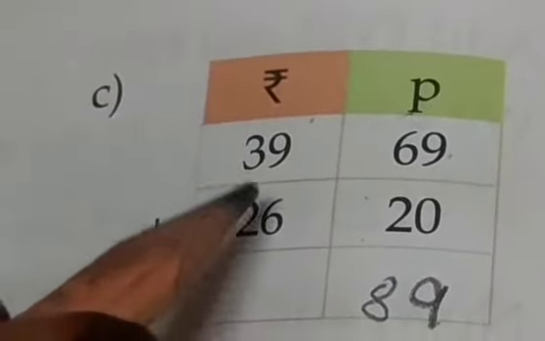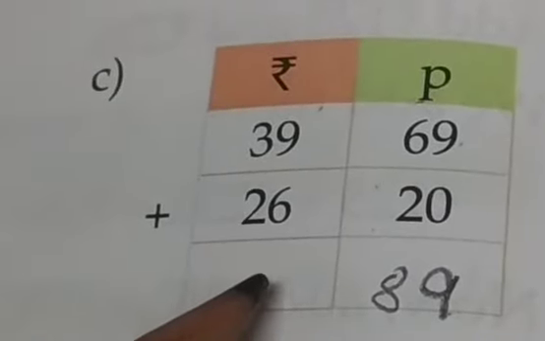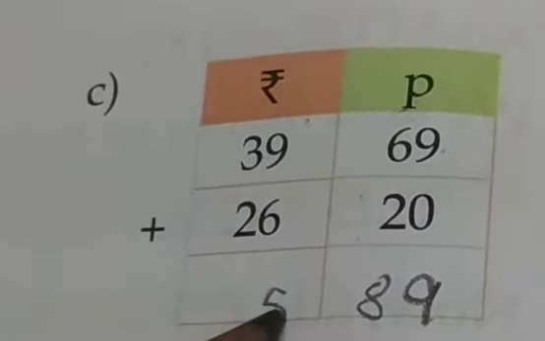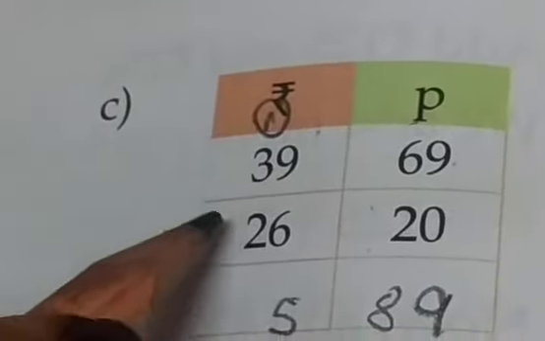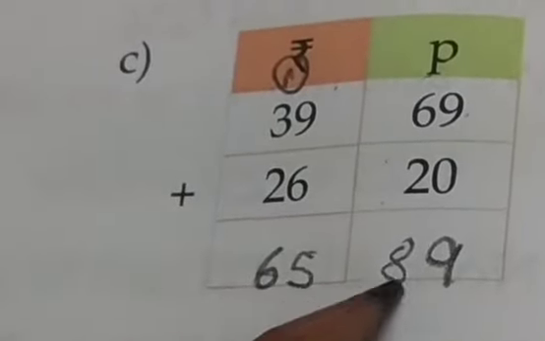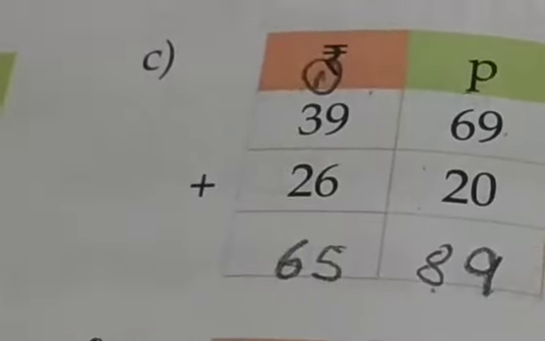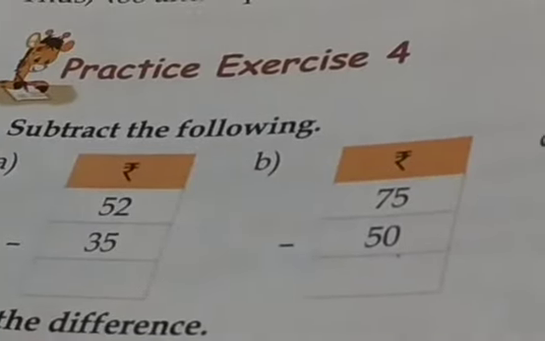9 plus 6. Draw 9 lines, then 6 lines, it gives you 15. So write 15, 5 here, and 1 you send as the carry over. So 3 plus 2 is 5 plus 1, 6. 65 rupees, 89 paise. Do the same. Now we will move to exercise number 4.